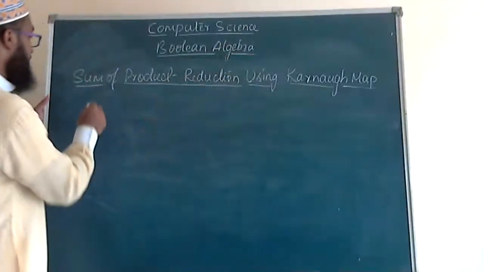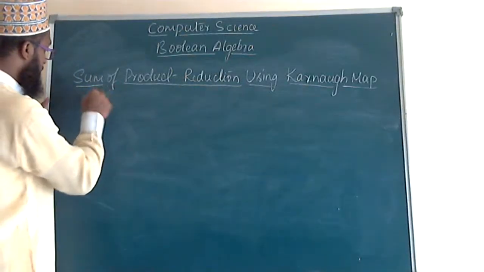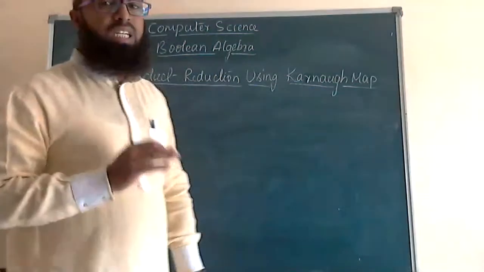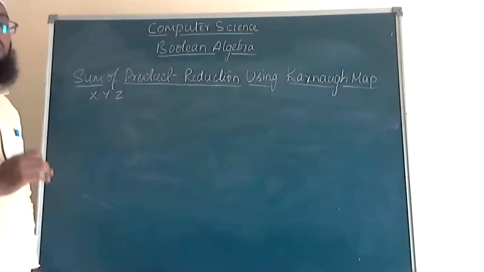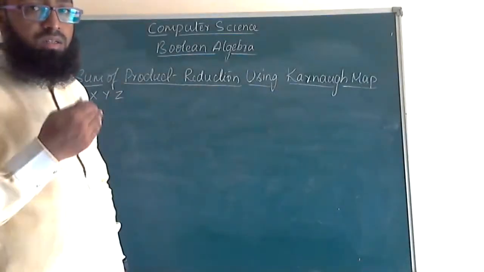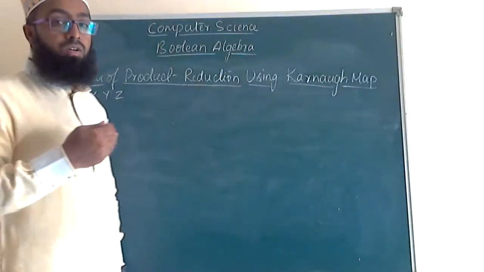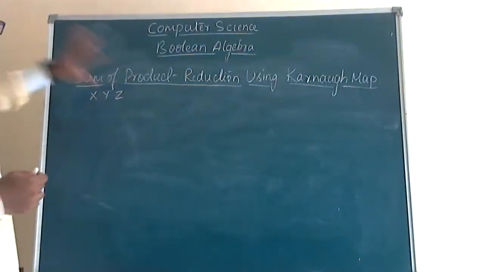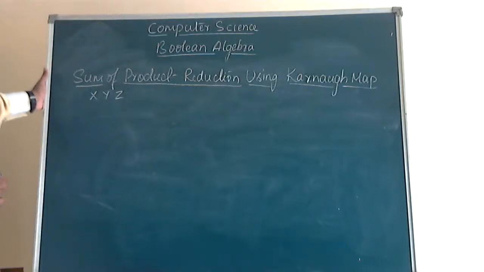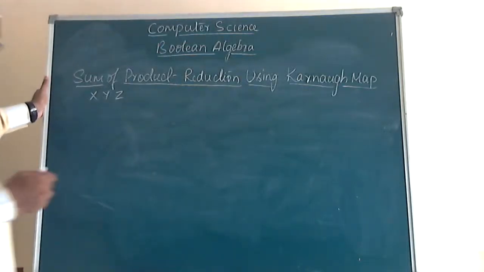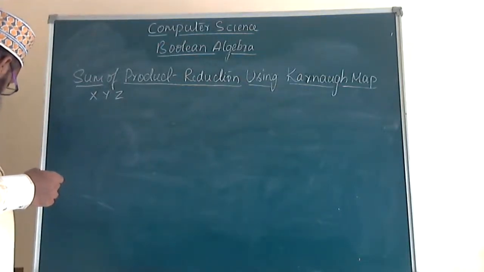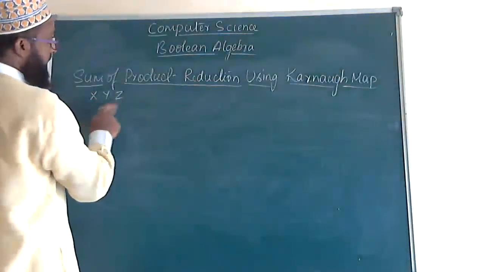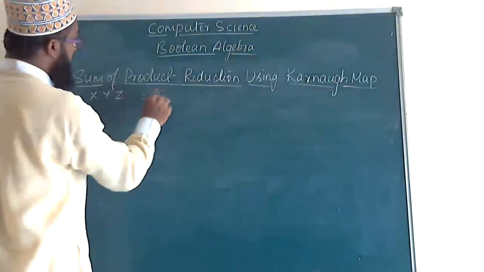Now I will take three variables X, Y, and Z. For these three variables, how do we write the Karnaugh map? Look here. For three variables, how many variables are there? Three here. This is equal to 3.